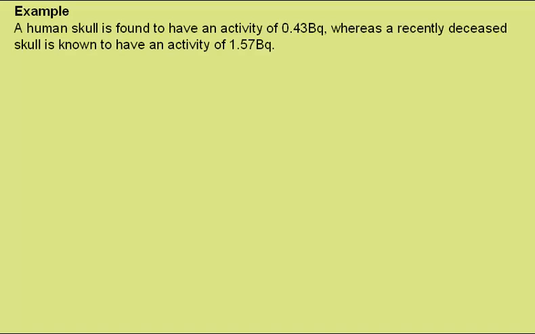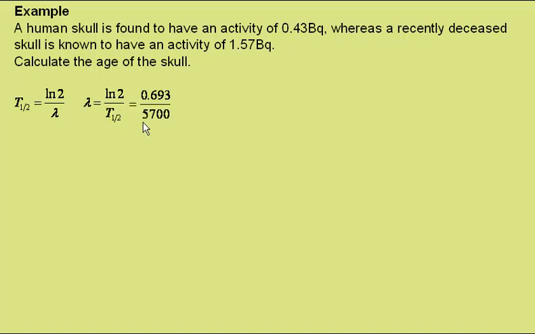A human skull is found to have an activity of 0.43 becquerels, whereas a recently deceased skull is known to have an activity of 1.57 becquerels. Calculate the age of the skull. Well, for this we can use this equation to find the decay constant, so rearranging, then putting in the values given. I'm going to work out the decay constant in years^-1, though I could convert this into seconds. This comes out at 1.22 × 10^-4 years^-1.